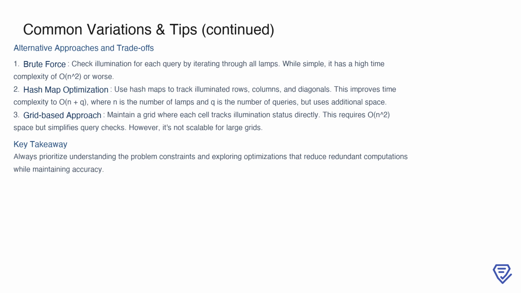Another approach involves maintaining a grid where each cell directly tracks its illumination status. While this simplifies query checks, it requires O(N squared) space, making it less practical for large grids due to high memory usage. The key takeaway is to always understand the problem's constraints and explore optimizations that reduce redundant calculations. Balancing time complexity, space complexity, and solution accuracy is crucial for crafting an effective approach.